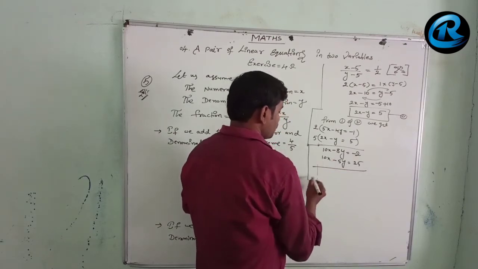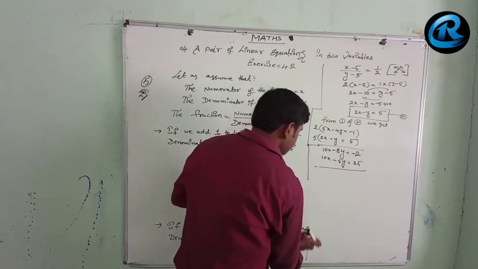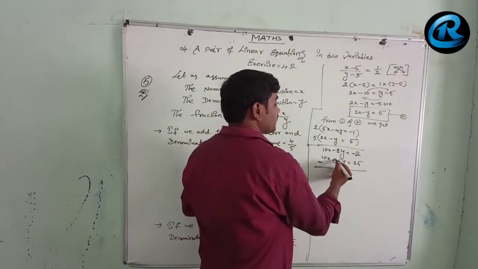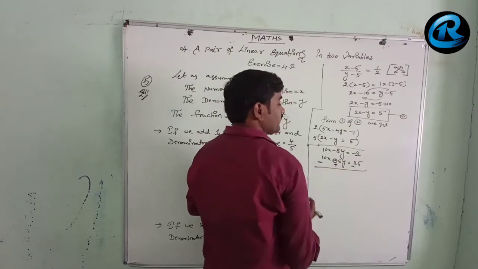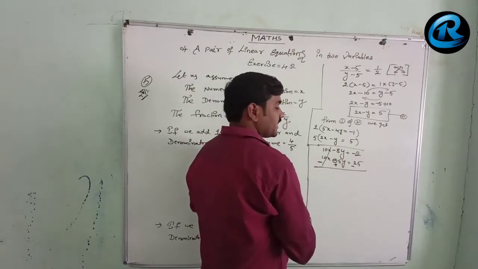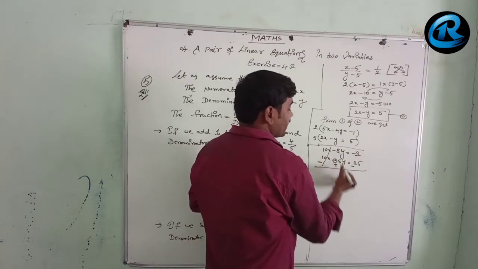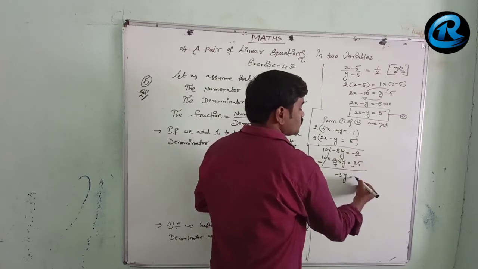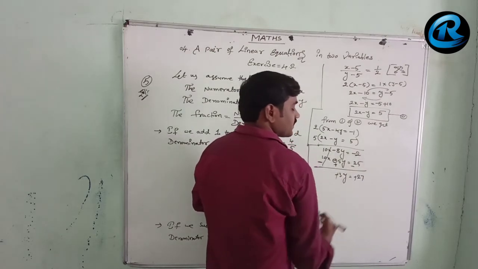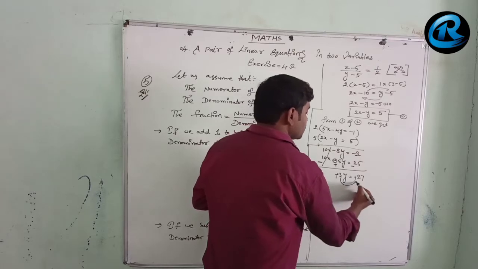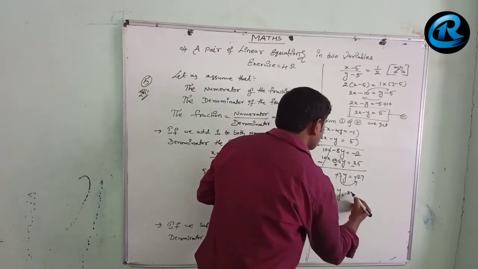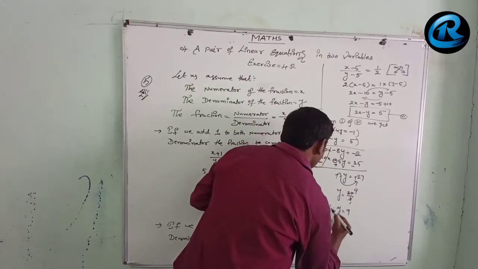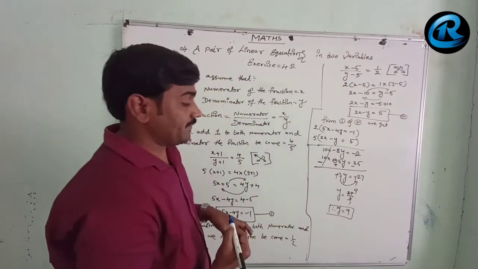Now see, this 10x and 10x can be cancelled, so we will multiply by minus on both sides. Plus 10x minus 10x cancel. 5 minus 8 is minus 3y. Minus 25 minus 2 is minus 27. Here this 3 you transfer to this side. y equal to 27 by 3. 3 nines are 27. y equal to 9.